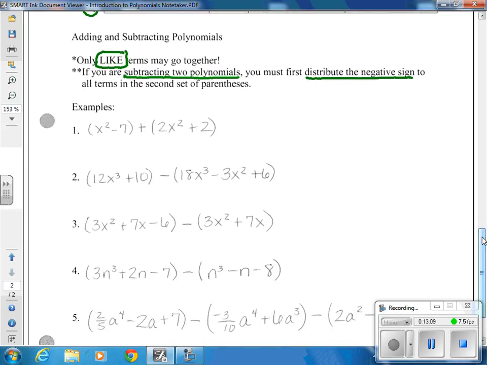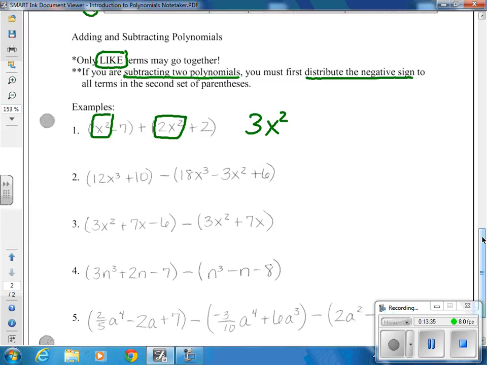So for number 1, you have a binomial added to another binomial. So we want to combine them together and make a final answer. Remember, your final answer must also be in standard form in the correct order. So I'm going to start with my like terms with the highest exponent I've got. I've got an x squared and a positive 2x squared. So 1x squared plus 2x squared gives me a 3x squared. Remember, your exponents are not changing, you're just adding the coefficients together.